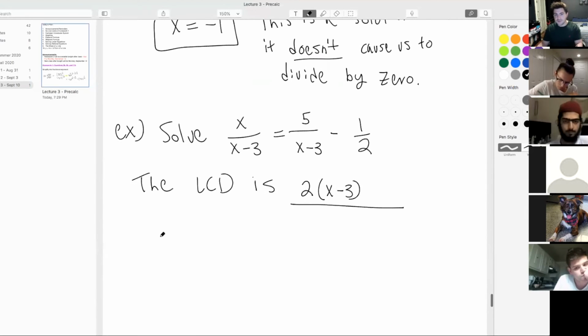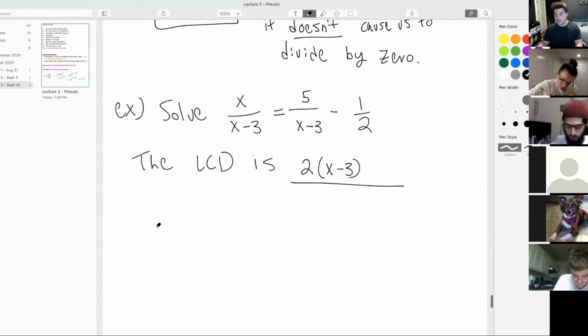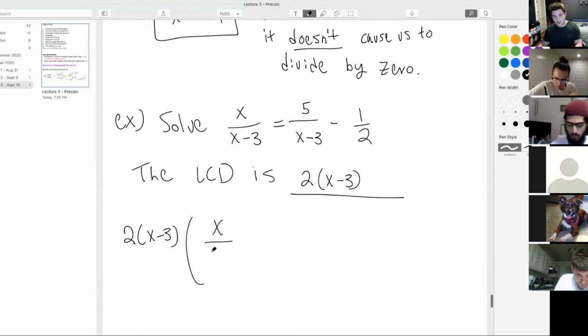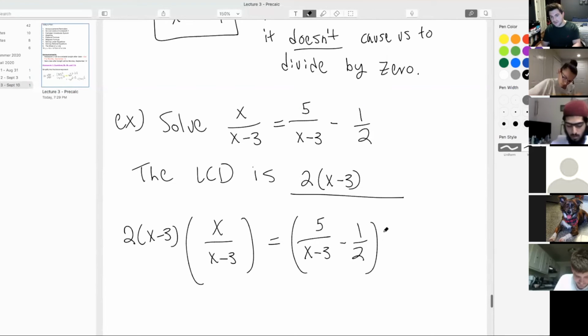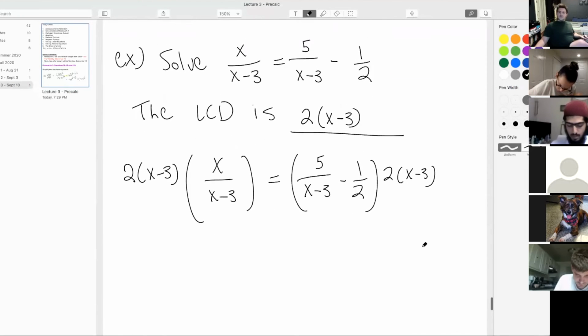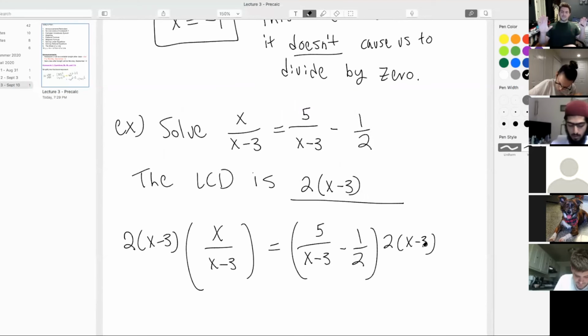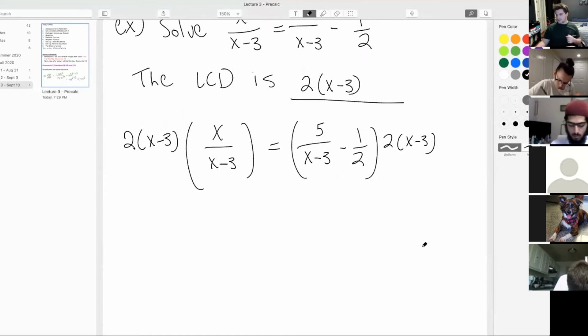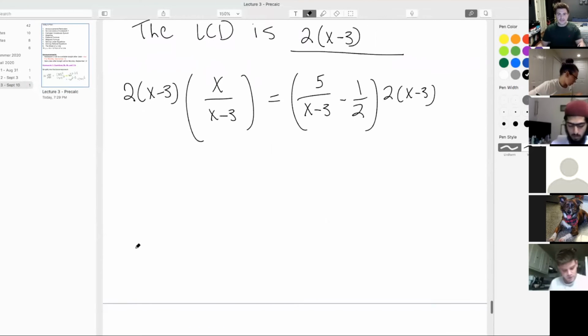Good, so now we just multiply both sides by this, okay? So let's do that. So we have 2 times x minus 3, x over x minus 3 is equal to 5 over x minus 3 minus a half, and multiply that by 2 times x minus 3. Okay, so all I've done here is just multiply both sides of the equation by the LCD, all right? So this will clear all the fractions, that's the whole point.